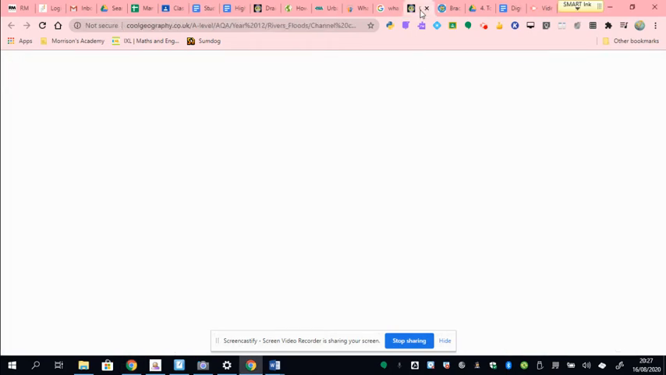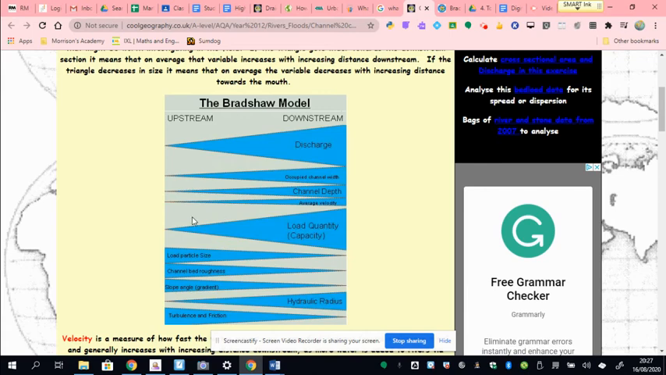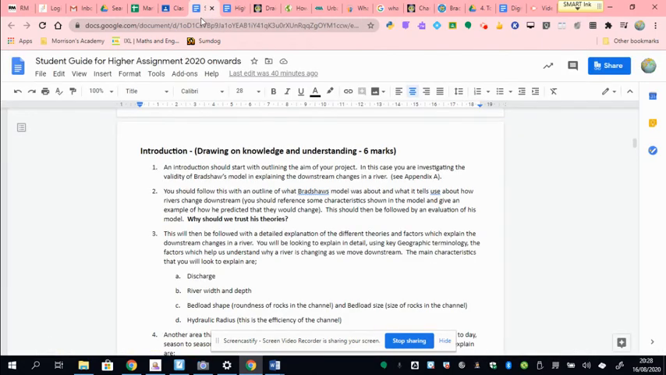And so if we just have a quick little review about that, this is Bradshaw's model, and we are expecting the discharge, which is what we're about to talk about, to increase dramatically as we go downstream. Okay, so with that in mind, let's have a look at the main thing you can use.